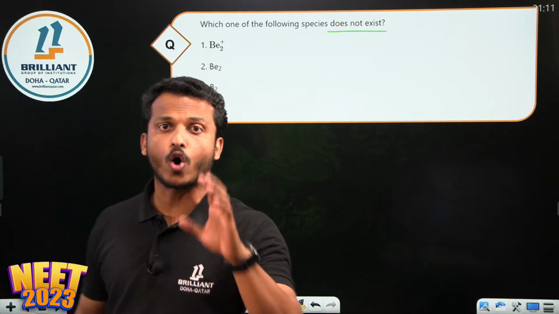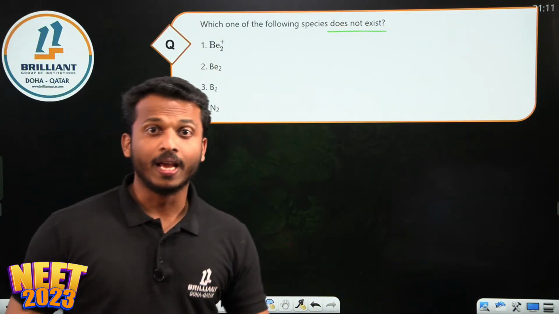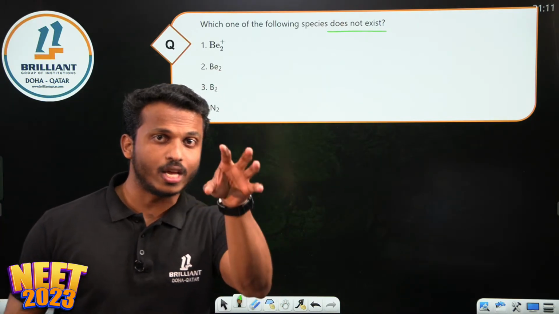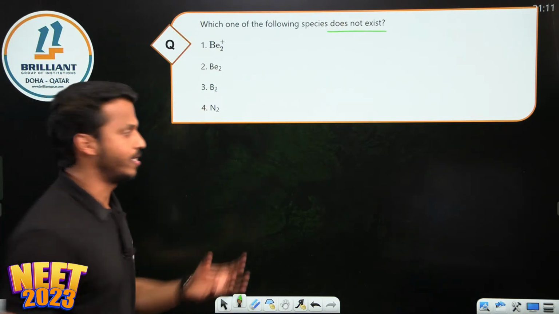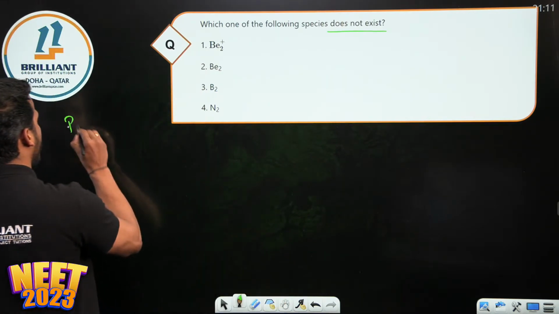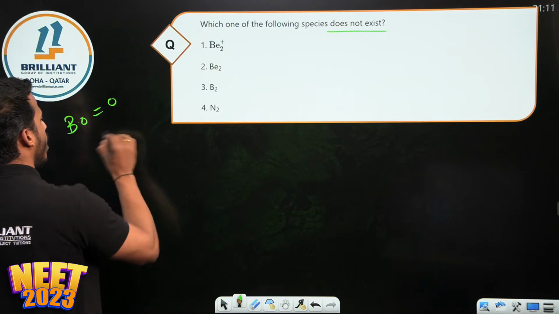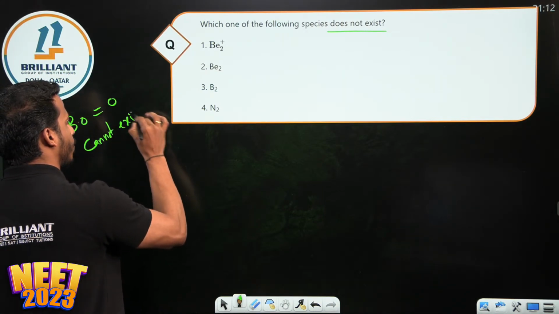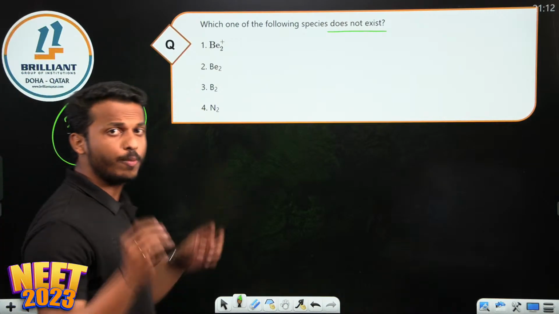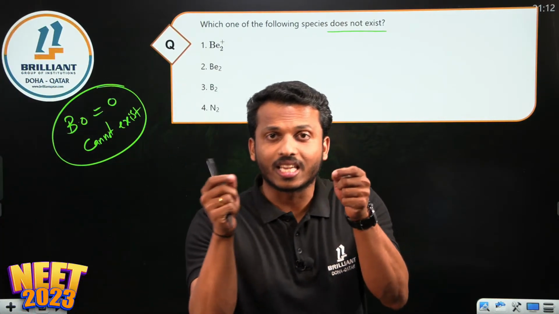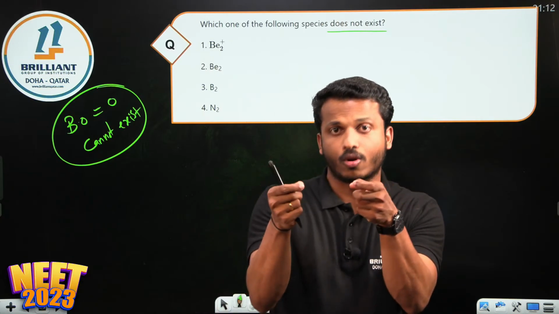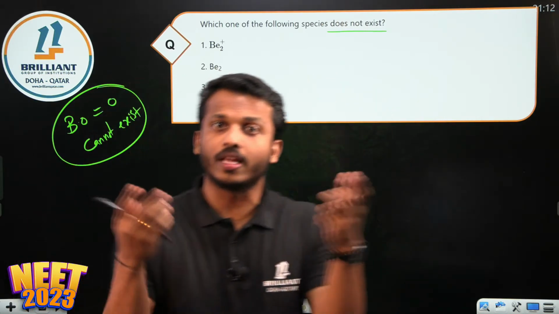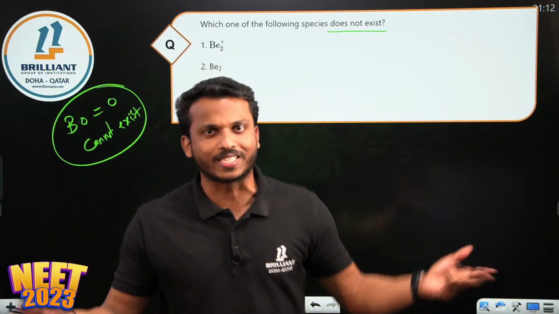According to molecular orbital theory, MOT, if the bond order is 0, then the molecule cannot exist. Please note the point, all of you. What do you mean by bond order? Bond order means the number of bonds between 2 elements or 2 atoms in a molecule. So bond order 0 means there are no bonds, so the molecule cannot exist.